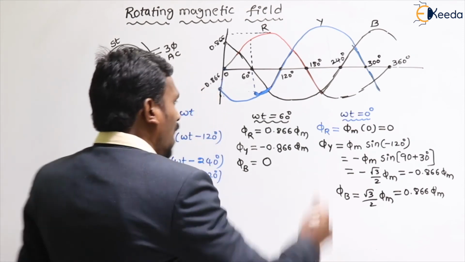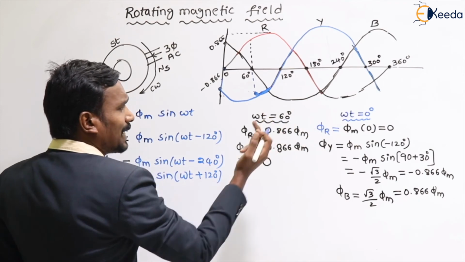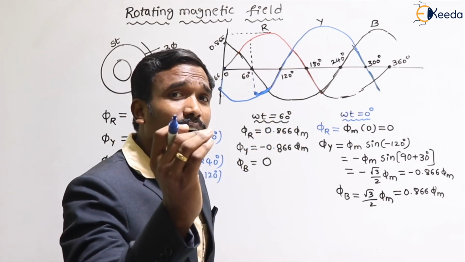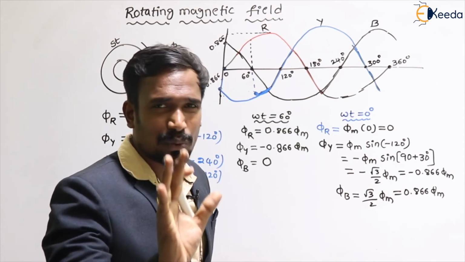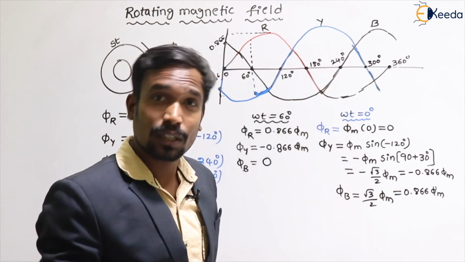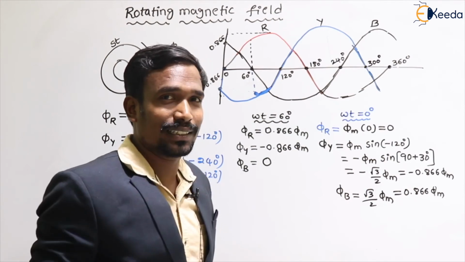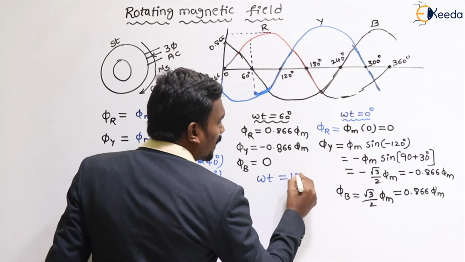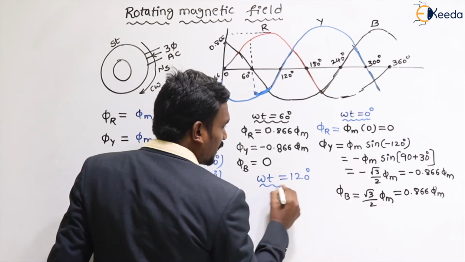Then I calculated for 0 degrees, I calculated for 60 degrees, and I am going to calculate for 120 degrees, the last one. Then you have to calculate for 180 degrees also. That is mandatory. You have to do that. So I am going to calculate for 120 degrees, at omega t equals 120 degrees.